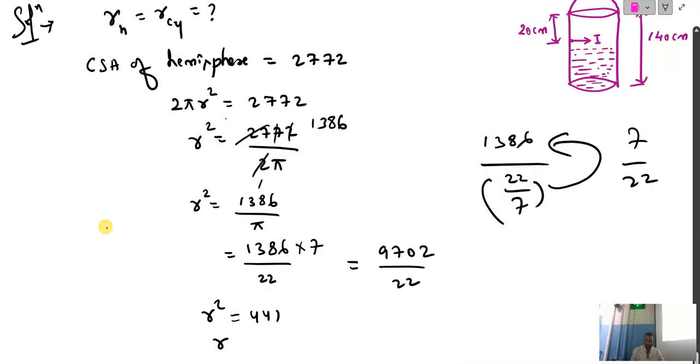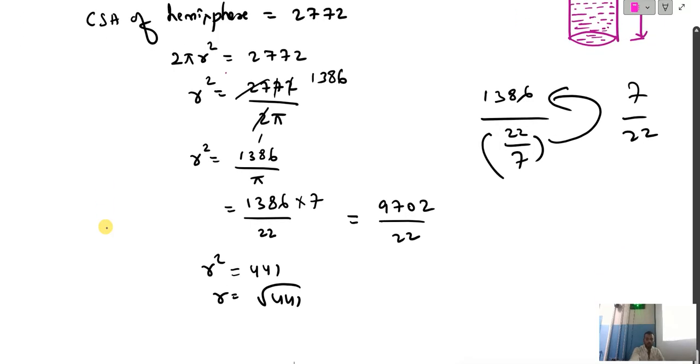Now r is equal to root of 441. What is the square root of 441? Is the value correct? Check it out, because even if a single step goes wrong, the entire problem will be wrong. 1386 into 7 is 9702, divided by 22 is 441.